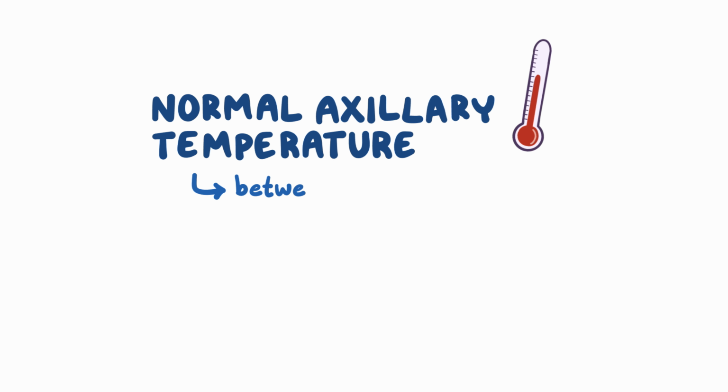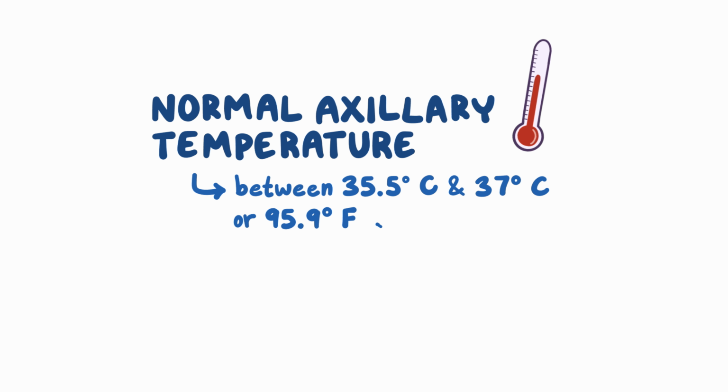Center the probe in the axilla and fold Fred's arm over and onto his chest. Again, wait until you hear the thermometer chime. A normal axillary temperature is between 35.5 degrees Celsius and 37 degrees Celsius, or 95.9 degrees Fahrenheit and 98.6 degrees Fahrenheit. Tympanic membrane temperature procedure.